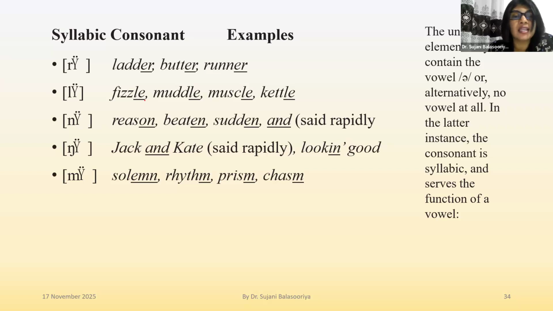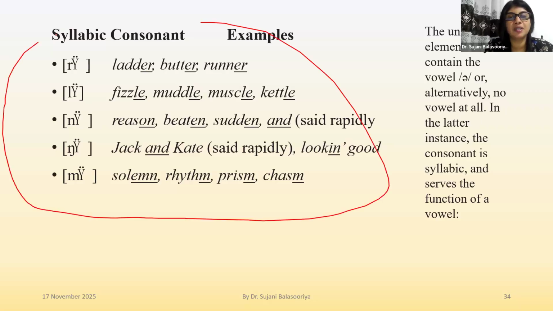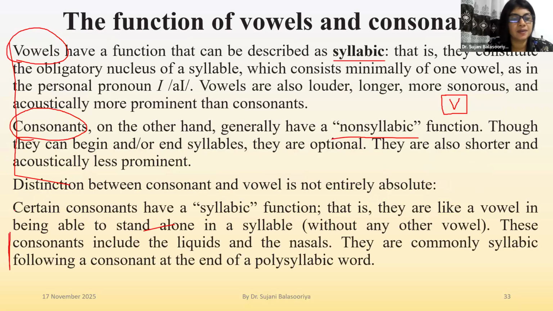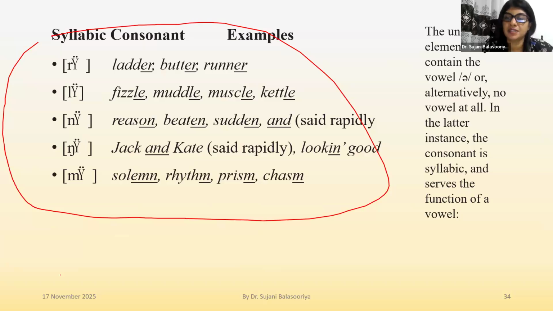Okay. Jack and Kate. It's like that. And solemn, rhythm, prism, chasm. In these situations also, these underlying consonants perform syllabic function, right? Actually, the whole thing is an example for this last point, where we talk about the syllabic function of consonants. But remember, that is not the general pattern. Generally, consonants are non-syllabic. Here are the exceptions.